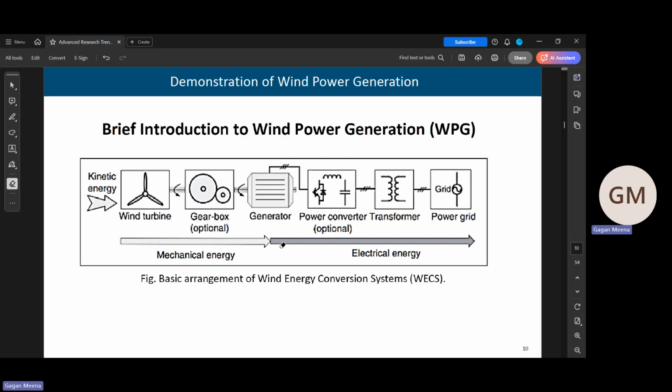Now, a brief introduction to wind power generation. We've already seen this, but I will go through it again. So first, the kinetic energy goes through the wind turbine and it goes through the gearbox to the generator. The gearbox is optional here. If the wind speed is high, then that's not a problem. But in most cases, especially in India, the wind resource is not of that good quality, and that's why we need a gearbox. Then after the gearbox is the generator, and after the generator is the power converter.